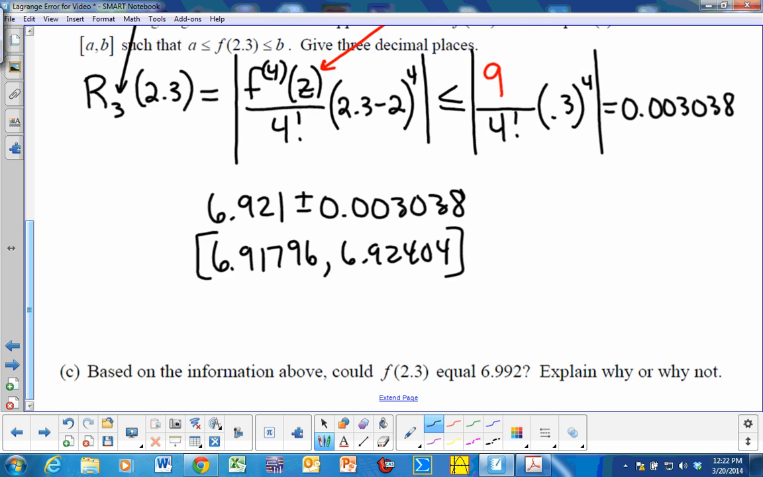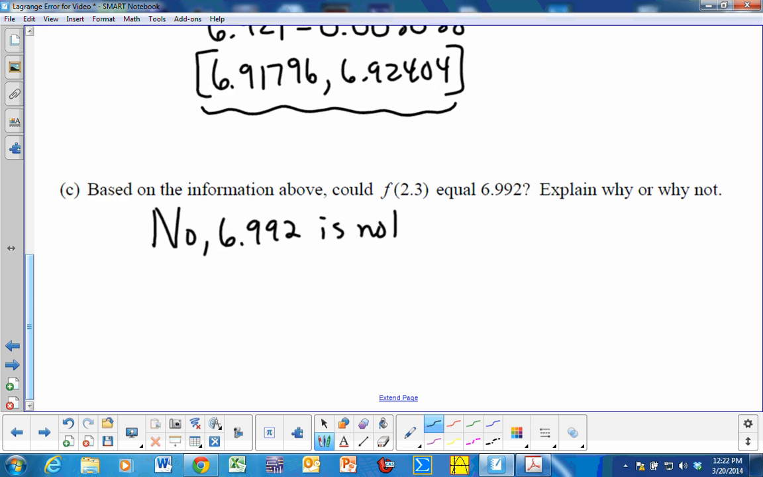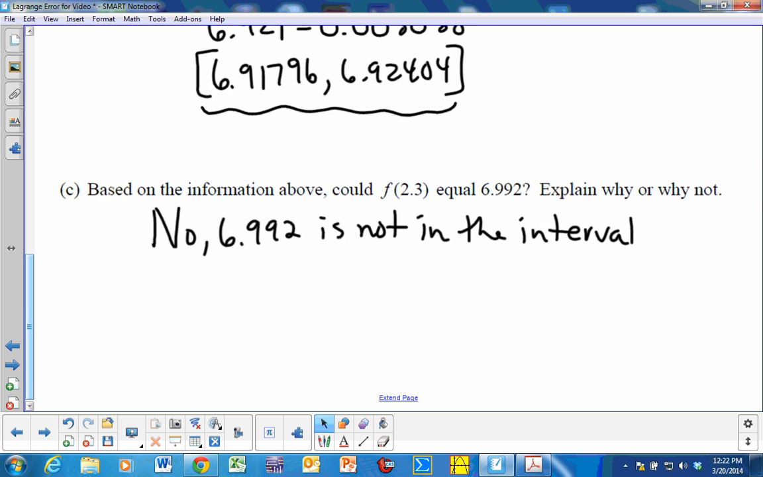And then the last thing it says is, based on the information we just found, could f of 2.3 equal 6.992? Could that be right? Look at the interval. And you can see the answer is no. 6.992 is not in the interval. Because again, this interval represents the maximum amount I could be off from the actual value. And 6.992 is outside of that. It's even more than that. So it cannot be that value. So that's it for Lagrange error.